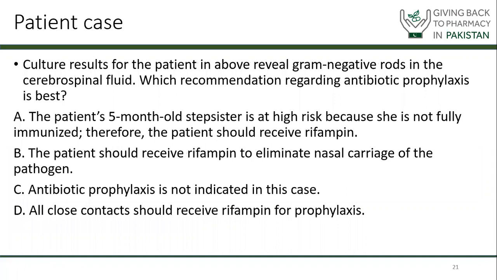Okay. Now let's discuss patient case number 2. Culture results from the patient above reveal gram-positive rods in CSF. What recommendation regarding antibiotic prophylaxis is best? The patient's 5-month-old stepsister is at high risk because she is not fully immunized. Therefore, the patient should receive rifampin to eliminate nasal carriage of the pathogen. Antibiotic prophylaxis is not indicated in this patient. All close contacts should receive rifampin for prophylaxis.